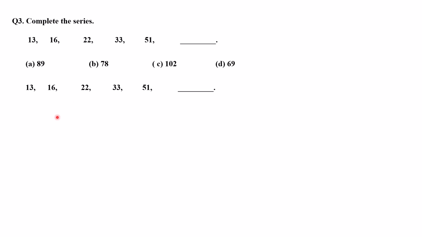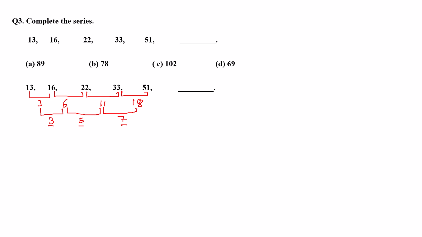So if you see here 13 and 16, the gap between 13 and 16 is 3. 16 to 22, the gap is 6. 22 to 33, it is 11. 33 to 51 is 18, isn't it? Now, am I able to find any relation with this? 3, 6, 11, 18. I'm not able to find the relation, but if you see here, 3 to 6, how much will you add to 3 to get 6? It is 3. To 6, how much will you add to get 11? It is 5. To 11, how much will you add to get 18? 7. Now you can see here 3, 5, 7.